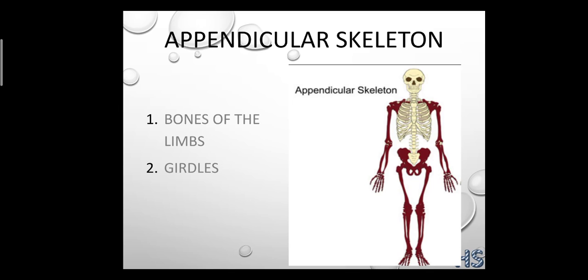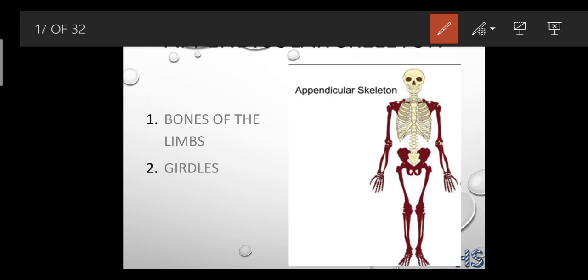Okay, in the last lecture we discussed the axial part, and today we are going to discuss the appendicular skeleton. Okay, so let's understand. As we know, the axial skeleton consists of the skull, vertebrae, ribs and the sternum. In the same way, the appendicular skeleton consists of two parts, that is the bones of the limbs and the girdles.